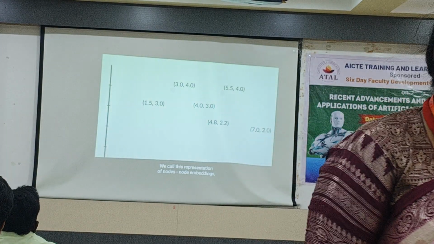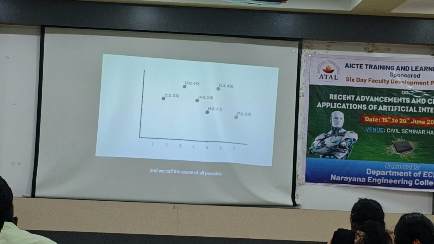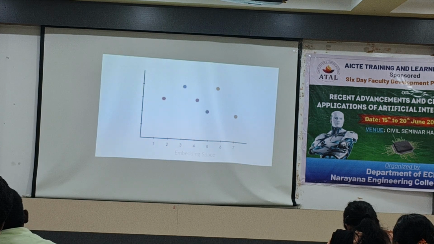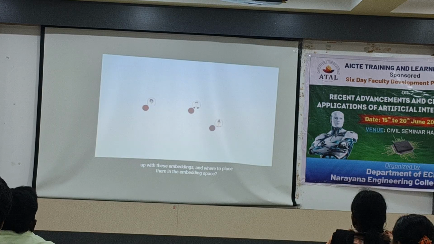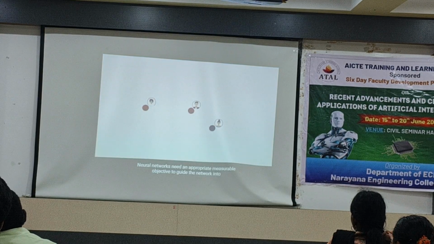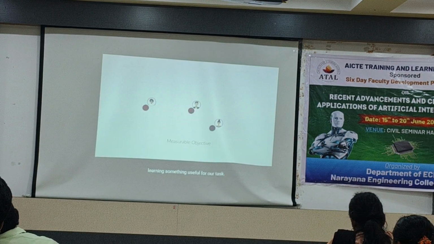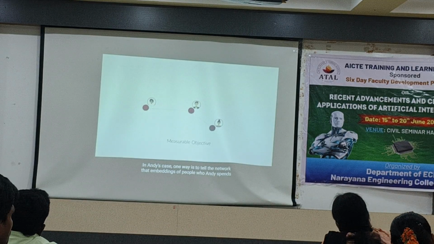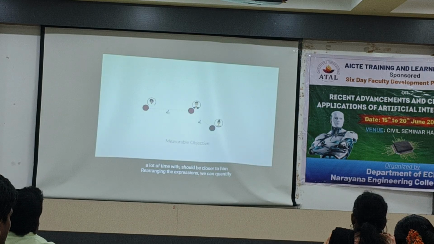We call this representation of nodes node embeddings, and we call the space of all possible representations, you guessed it, the embedding space. But how does the network know how to come up with these embeddings, and where to place them in the embedding space? Neural networks need an appropriate, measurable objective to guide the network into learning something useful for our task. In Andy's case, one way is to tell the network that embeddings of people who Andy spends a lot of time with should be closer to him.